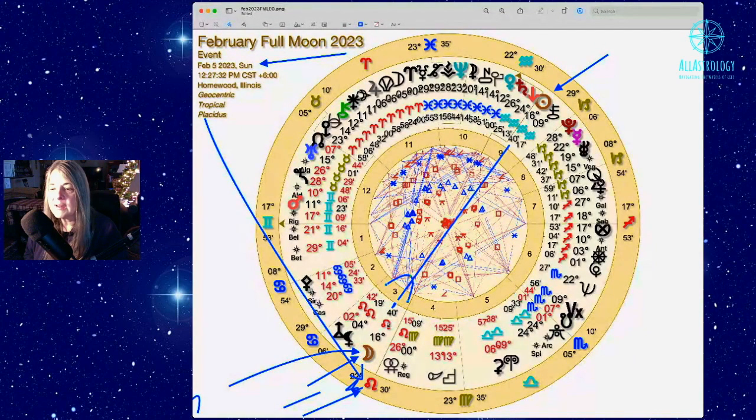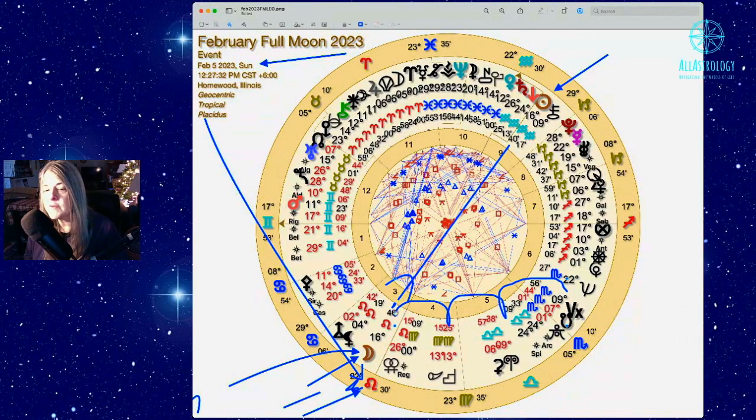we're going to count the sign that we're in, Leo. So that's number 1. And then we go to Virgo, number 2. Then we go to Libra, that's number 3. And then we go to Scorpio. That would be 4 signs away. And we're looking for 16 degrees. And look at that. 16 should be right there. There's nothing at 16. You see that?